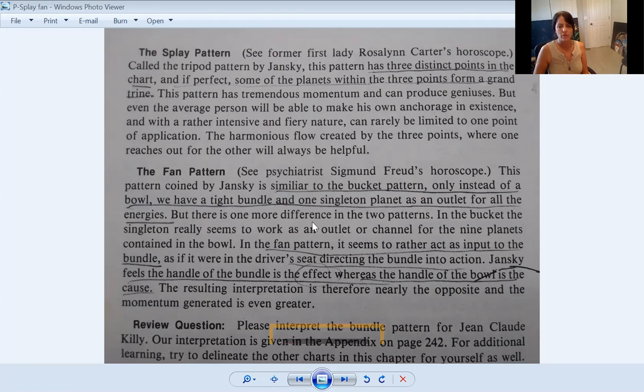Let me just read the fan while we're there. It's similar to the bucket, only instead of a bowl, we have a tight bundle and one singleton planet. So it's a little tighter. Basically, the fan seems to act as input to the bundle, as if it were the driver's seat directing the bundle into action. One author feels the handle of the bundle is the effect, where the handle of the bowl is the cause. Let me read that again. So if it's a tight bundle, the handle of the bundle is the effect.